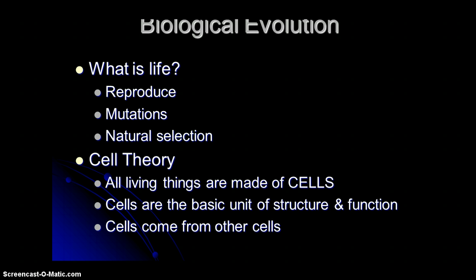When we talk about life, it is now guided by what's called the cell theory. So in order to be considered a living thing, you have to abide by the cell theory. And there's three parts to that theory. One is that all living things are made of cells. The second is that cells are the basic unit of structure and function. And the third is that cells come from other cells. So if an organism, or an item, I guess, meets those characteristics, then it is considered a living organism.